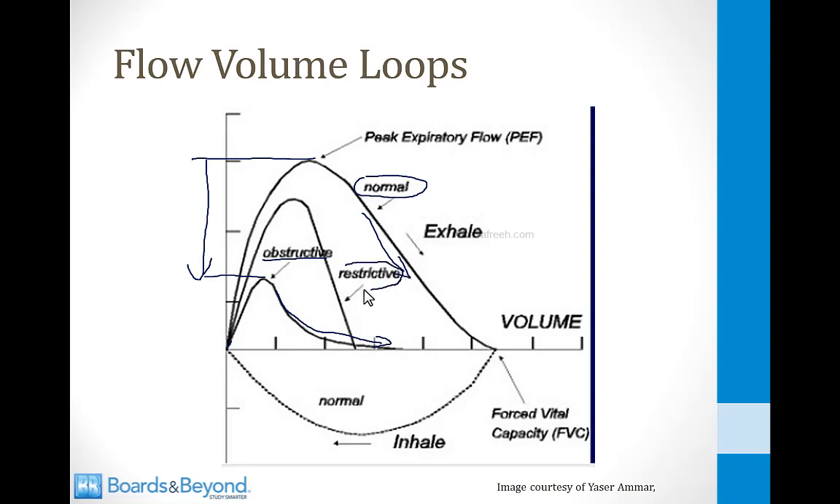Restrictive disease, on the other hand, looks a lot like the shape of the normal curve. It's just smaller. There's a slightly less peak expiratory flow. And notice that the total volume that goes out of the lungs is much lower in restrictive disease compared to normal. Just look at the shapes of the curve. That's the easiest way to identify these. A restrictive patient will look very similar to normal. An obstructive patient has a very different shape to their curve on a flow volume loop.